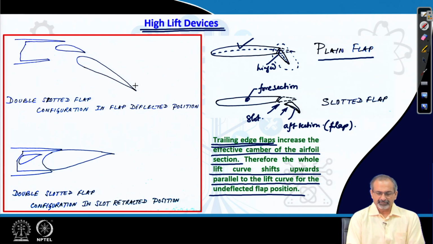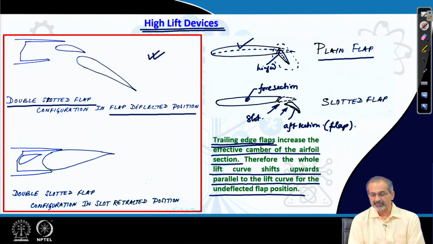All right, you have other possibilities also. You have a double slotted flap configuration, and the upper diagram represents the configuration when the flap is in deflected position. So, you basically have two portions in the flap, and they are stored in the rear part of the section, and then they are deployed based on need. Here they have been deployed and the flaps are deflected down.